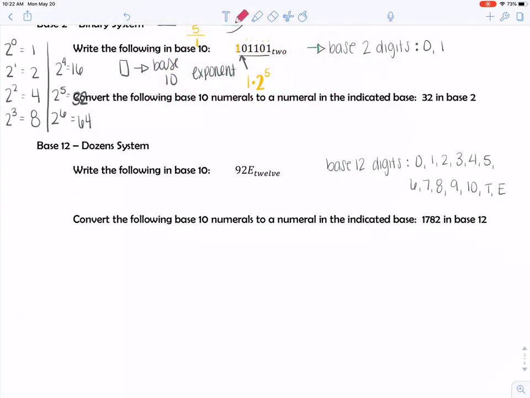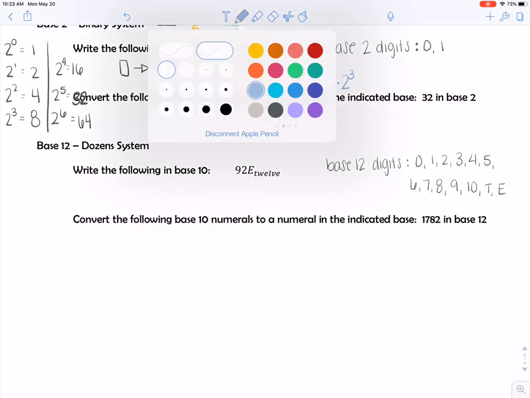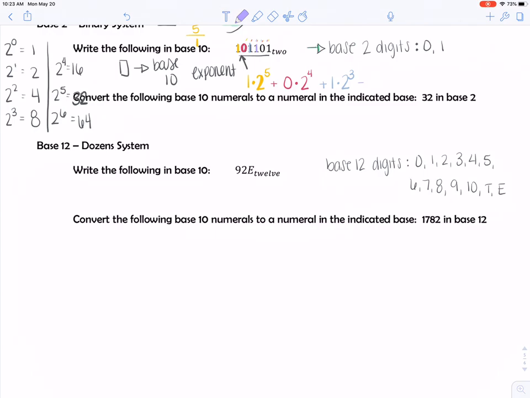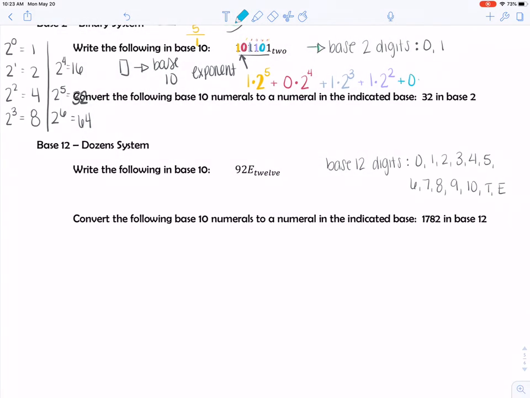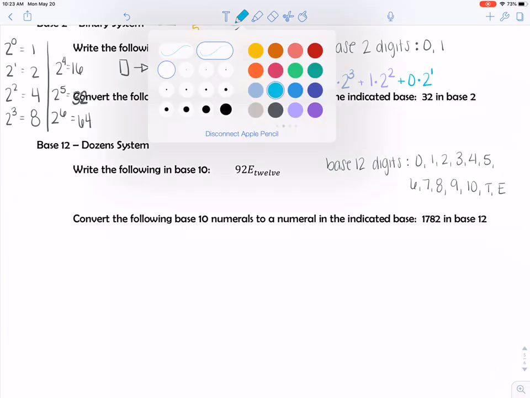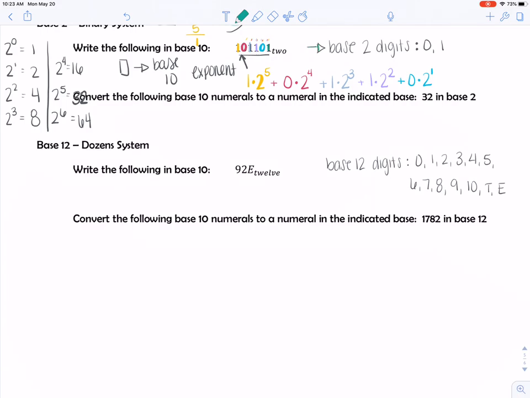Then I'm going to do the same thing with the 0, plus 0 times 2, so I'm looking at this 0, 1, 2, 3, 4. 2 to the 4, plus, I'm looking at the 1 times 2 to the third, 1, 2, 3. I'm going to keep going down. Next one, 1 times 2 to the 2, and then I'm going to have the next 0, 0 times 2 to the 1, and then lastly I will have 1 times 2 to the 0.